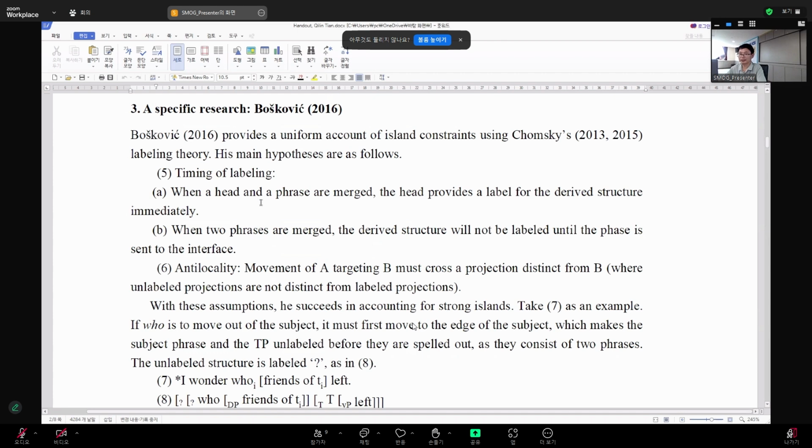First, timing of labeling. That is, when the head and the phrase are merged, the head provides a label for the derived structure immediately. And when two phrases are merged, the derived structure will not be labeled until the phase is sent to the interface. That is the first hypothesis. And the second hypothesis is anti-locality. That is, movement of A targeting B must cross a projection distinct from B. That is, he defined anti-locality based on labeling.